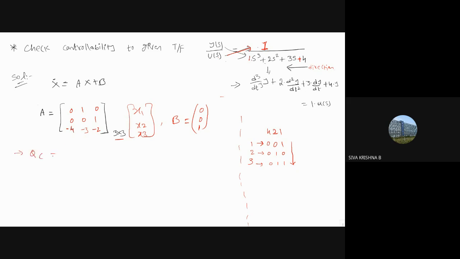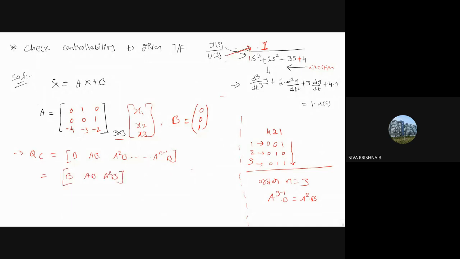to check the controllability. QC means B, AB, up to A power n-1 into B. Here order n equals 3. So what is the maximum? A power 3 minus 1 into B, so that is A power 2 into B. So up to A square into B you have to write. So that is B, A into B and A square B. So up to here only you have to stop.